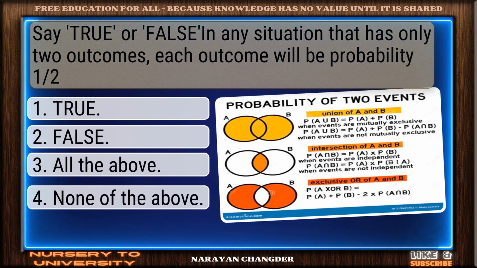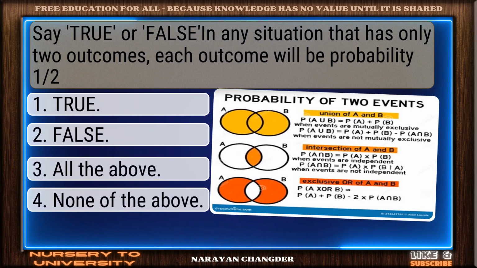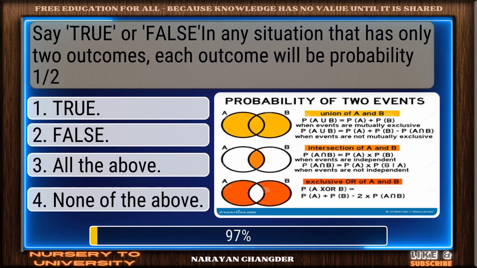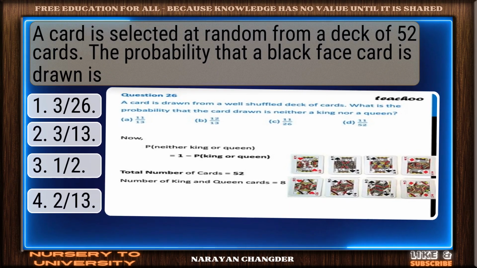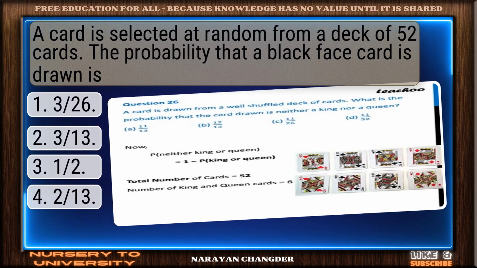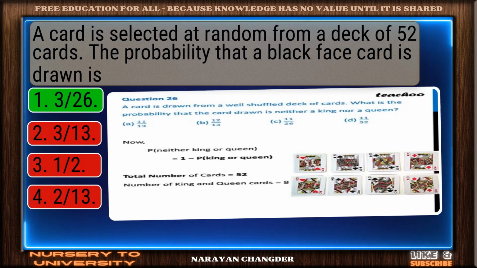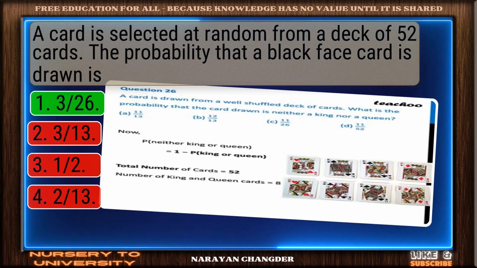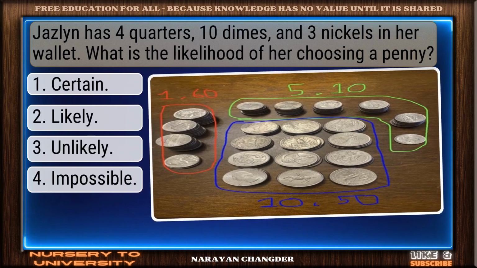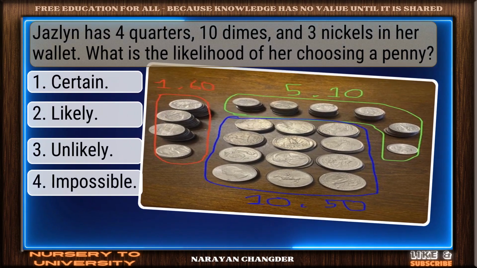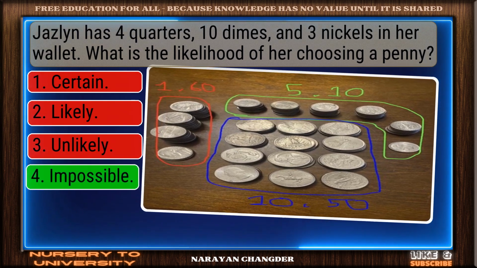Say true or false: in any situation that has only 2 outcomes, each outcome will be probability 1 to 2. Good thinking. False is right. A card is selected at random from a deck of 52 cards. The probability that a black face card is drawn is... 3/26 fits perfectly. Jaislyn has 4 quarters, 10 dimes, and 3 nickels in her wallet. What is the likelihood of her choosing a penny? Right choice. Impossible is best.